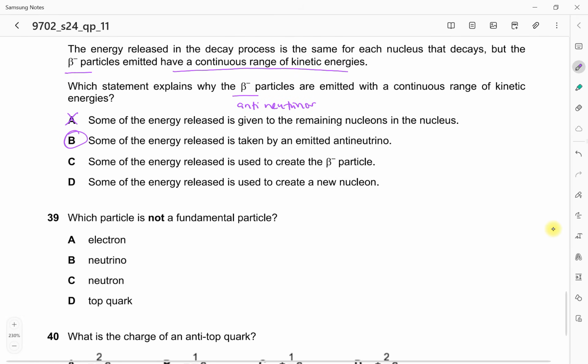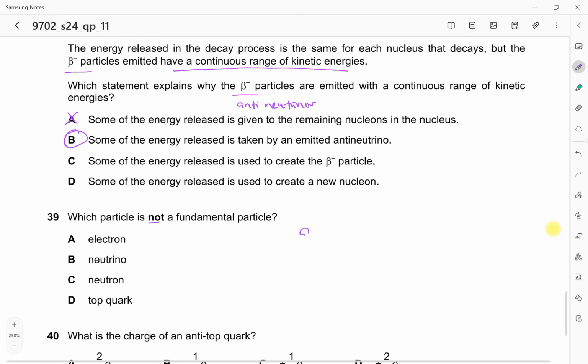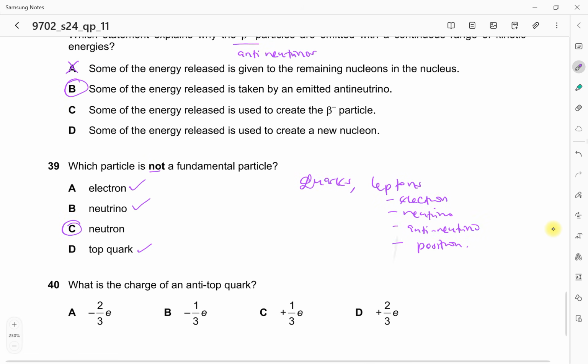Which particle is not fundamental? The fundamental particles, remember, are the quarks and the leptons, which include the electron, the neutrino, the antineutrino, and the positron. These are the fundamental particles because they are not broken down any further. So this is fundamental, this is fundamental, this is fundamental, so this is not fundamental.